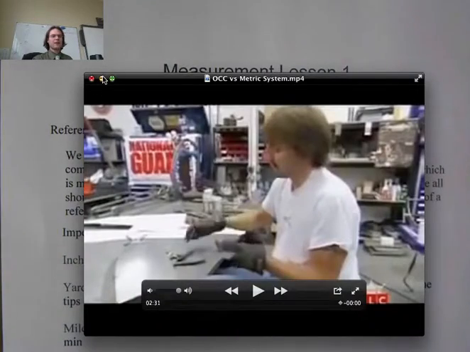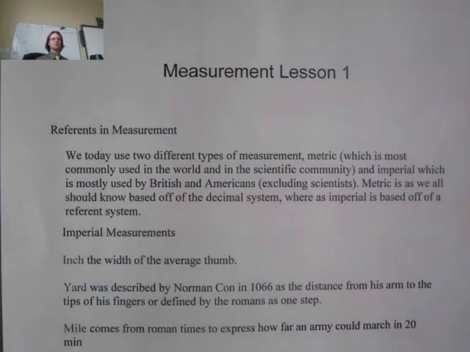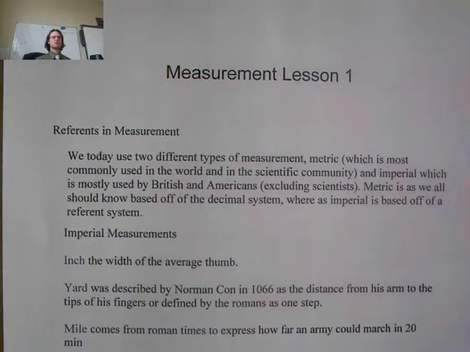So, looking at that, now you can probably see why we use the metric system, or we try and use the metric system more, and especially scientists use the metric system. The imperial system has a whole bunch of complications that make it very difficult.